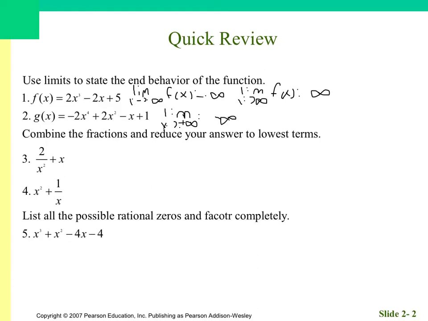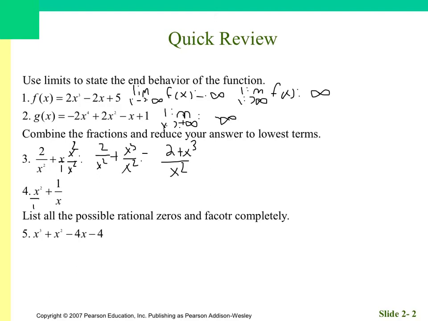Combine the fractions to reduce your answer to lowest terms. So turn that one into a fraction. Common denominator, x squared. So you got to multiply by x squared over x squared. So I get 2 over x squared plus x to the third over x squared, which is 2 plus x to the third over x squared. I don't think we can simplify anything.